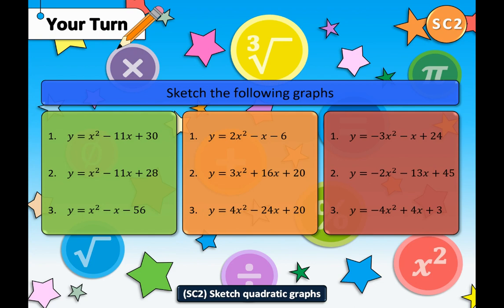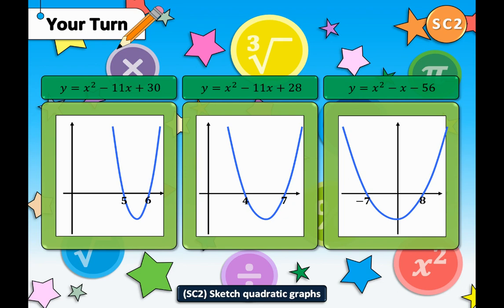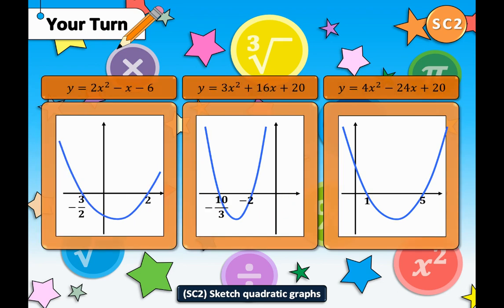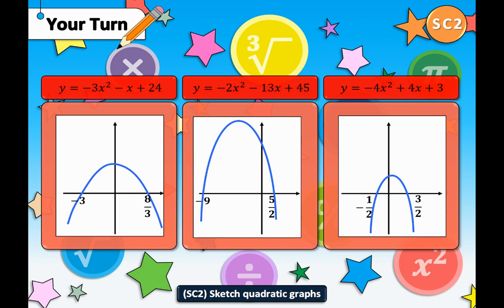Here are some questions for you to have a go at. Pause the video, and when you're ready to see what you should have done, press play. Here are your answers. So there's your green answers. There's your amber answers. And there's your red answers.